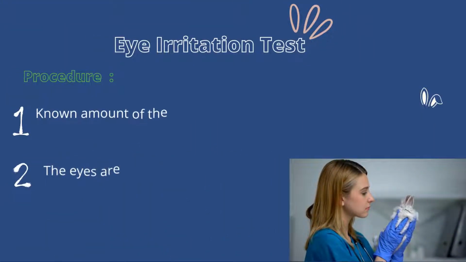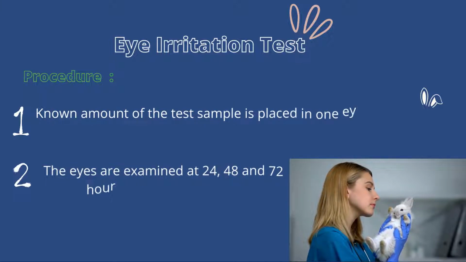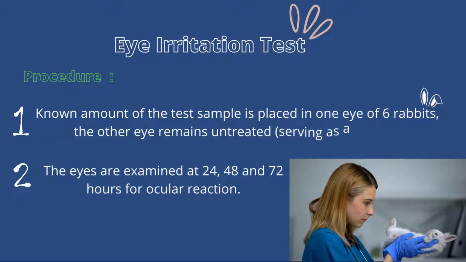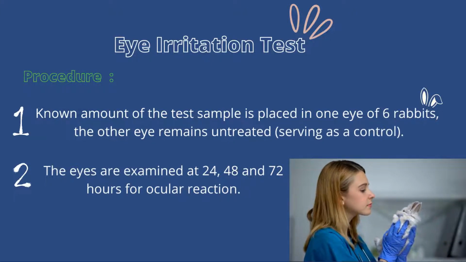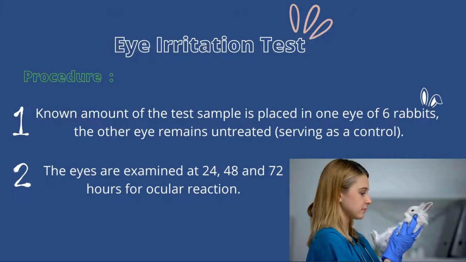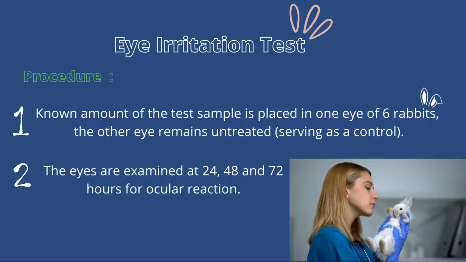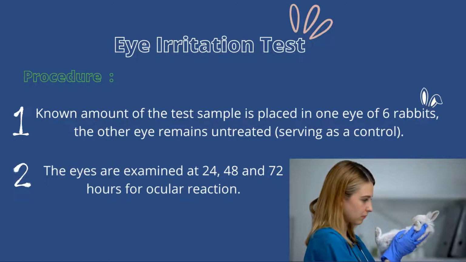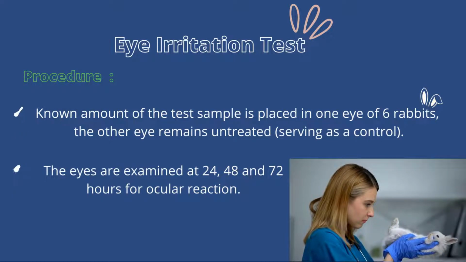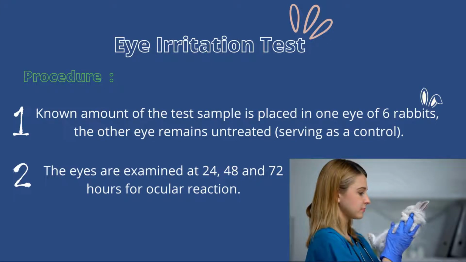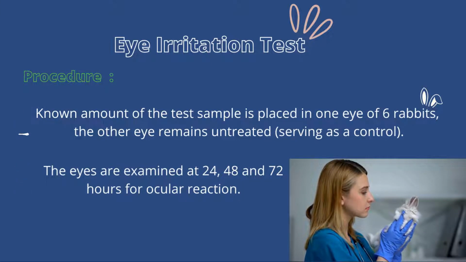Another test of an eye ointment is the eye irritation test, which is an improved in vitro non-animal test method for identifying chemicals and mixtures that may be irritating to the corneal epithelium. Procedure: a known amount of the test sample is placed in one eye of 6 rabbits. The other eye remains untreated, serving as a control.